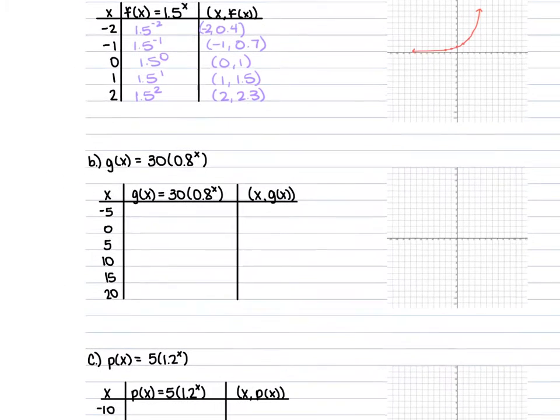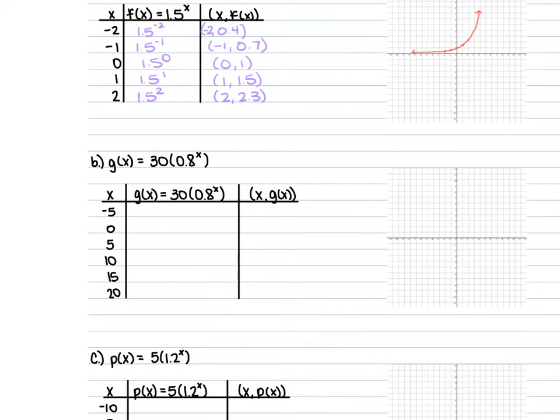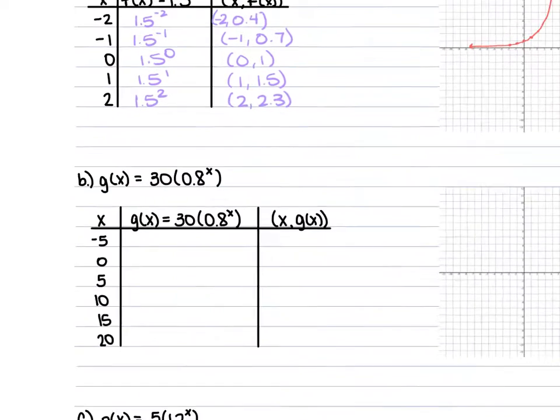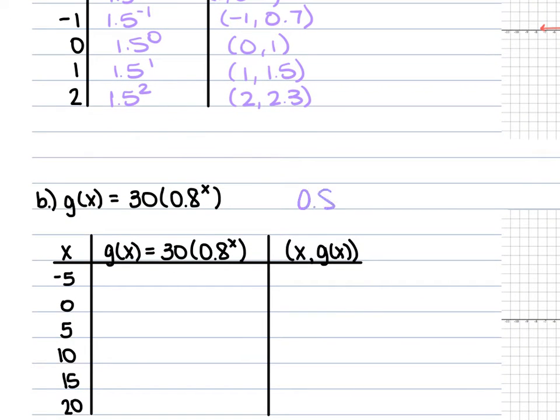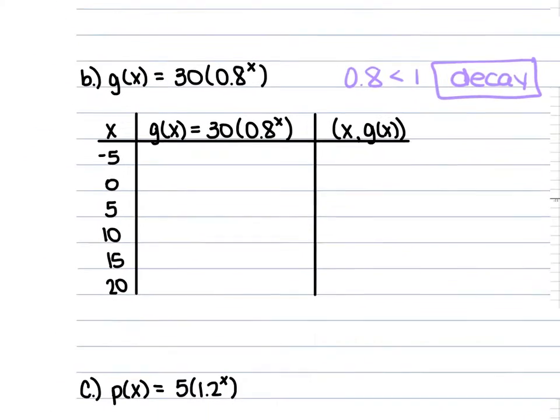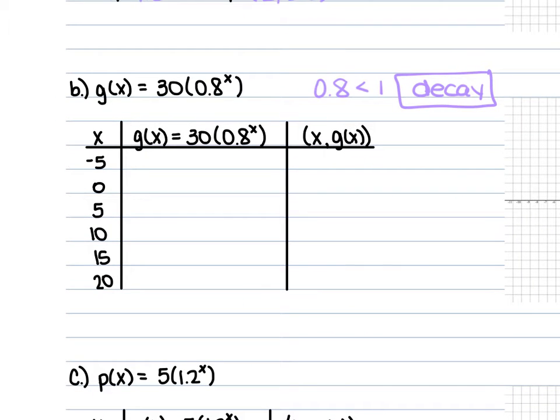For your next example, you have g of x is equal to 30 times 0.8 to the power of x. Now, with this, you're looking at the number that has the x for the exponent. So that 0.8 is what you're going to use to tell if this is a growth or decay. 0.8 is less than 1, so this is a decay. If we plug in these x values, we have negative 5, 0, 5, 10, 15, and 20.